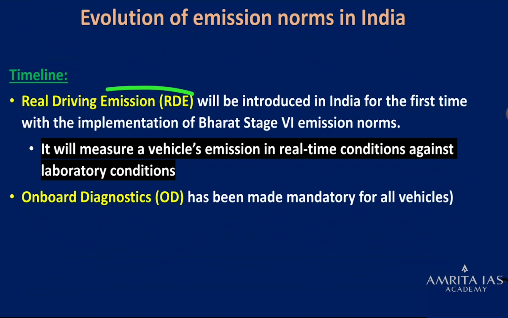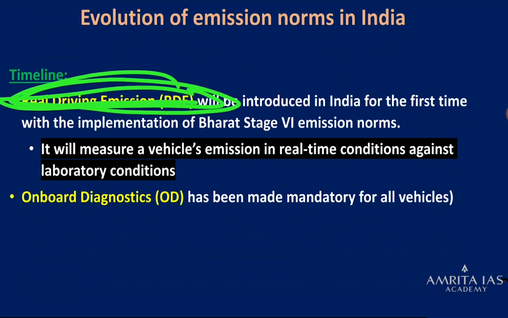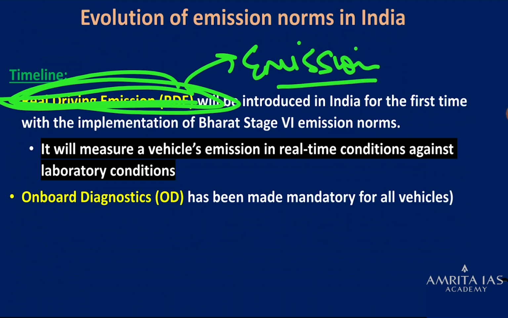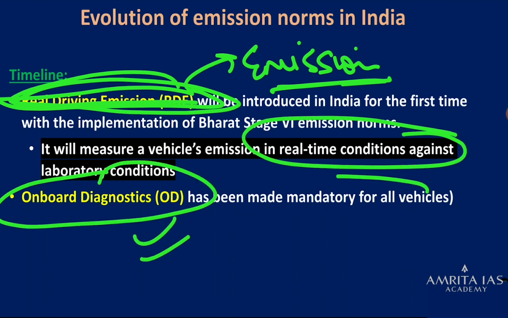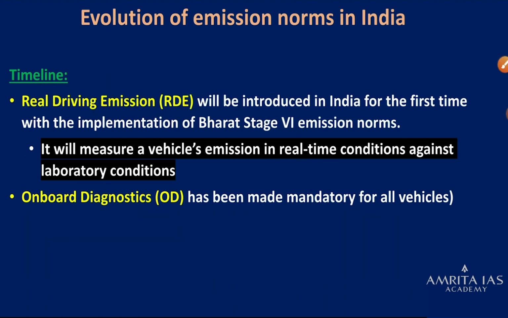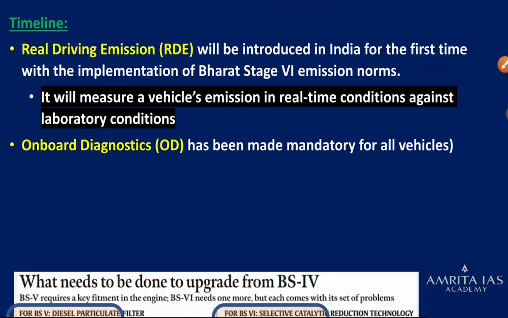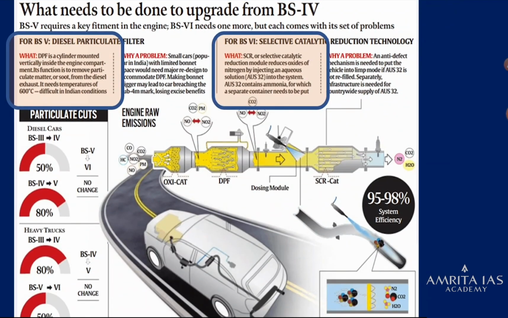Then real driving emissions. So in real time, how much emission a vehicle is causing should be available to the person who is using the car, or to those who want to check the car against the laboratory standard. Secondly, on-board diagnostics should be made mandatory for all vehicles, so that everyone is aware of the exact real-time condition of the vehicle. So these are basically the requirements set for BS6.